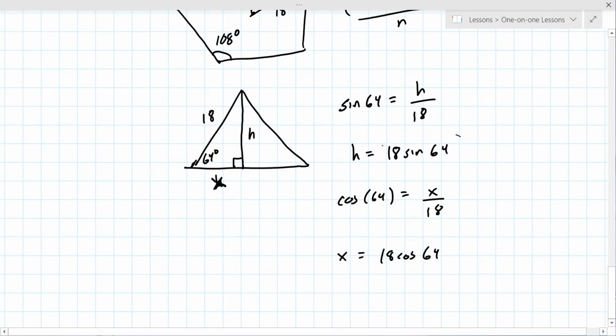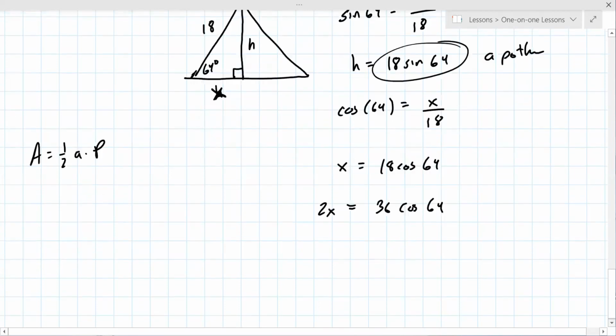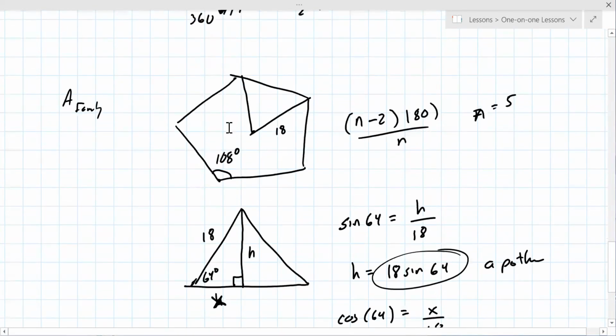So this height right here is really the apothem. That's the one you need, because the formula for the area is 1/2 the apothem times the perimeter. This x is only part of this triangle. So 2x is 36 cosine 64. And that's this whole base down here. So the perimeter is 5 times 36 cosine 64, because it's a pentagon, you've got the five sides all the way around.